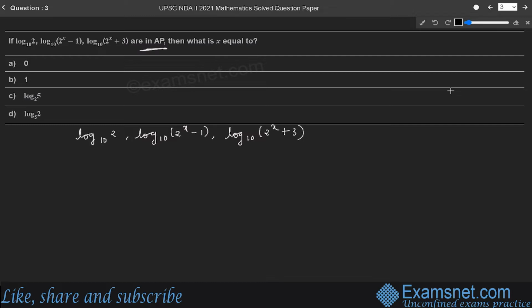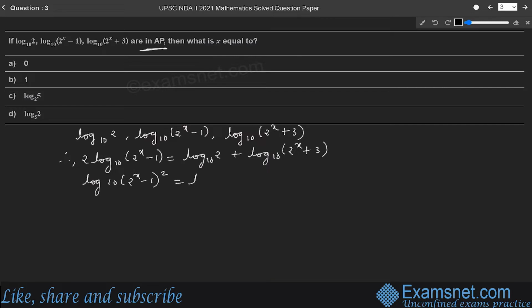Now we know that since these three terms are in AP, therefore we can write 2 log base 10 of 2 to the power x minus 1 will be equal to log base 10 2 plus log base 10 of 2 to the power x plus 3. On further solving, it will be log base 10 of 2 to the power x minus 1 whole square is equal to log base 10 of 2 into 2 to the power x plus 3.